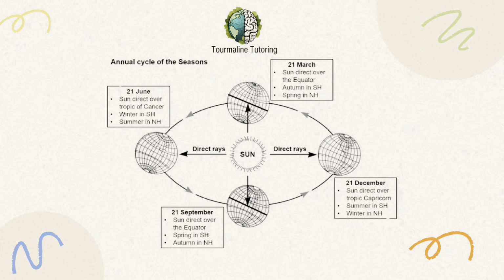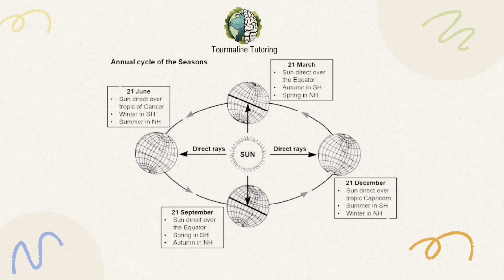Please know this. You will be asked on this. I mean, it won't be a direct question, but just know this. And then we go to 21 June, and that is known as the winter solstice in the southern hemisphere, but the summer solstice in the northern hemisphere. And on 21 June, the sun is directly over the Tropic of Cancer.